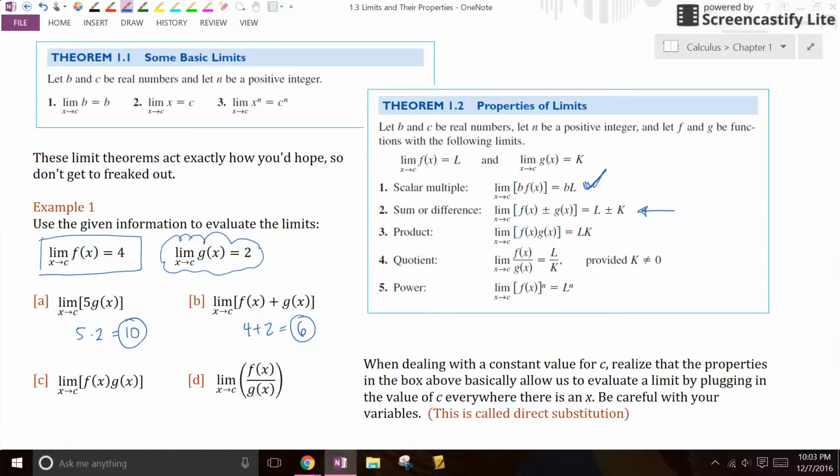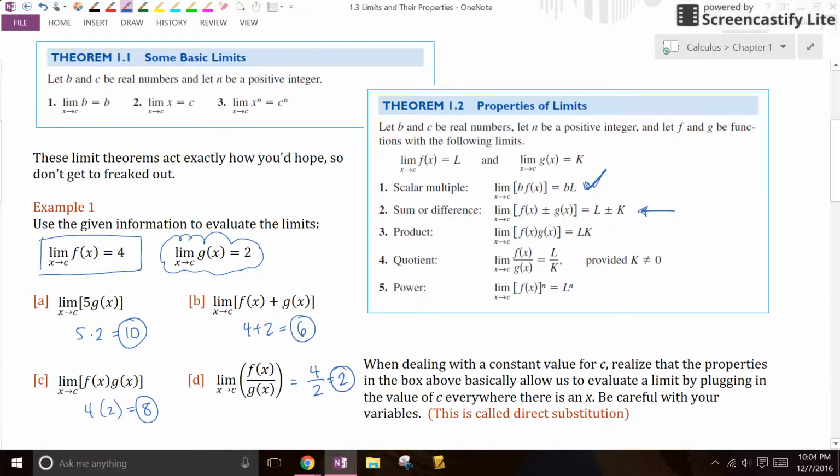And then how about C? The limit of the product is equal to the product of the limits. And so again, feeling very comfortable in doing this, I would be like, hey, this is just 4 times 2 or 8. So the limit would be 8. And how about the quotient? The limit of the quotient is equal to the quotient of the limits. Not a big deal. f we said was 4, g we said was 2. So the limit is 2.